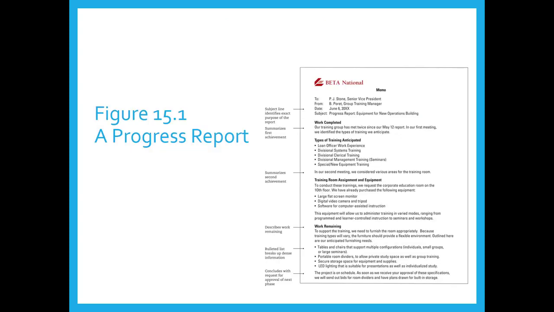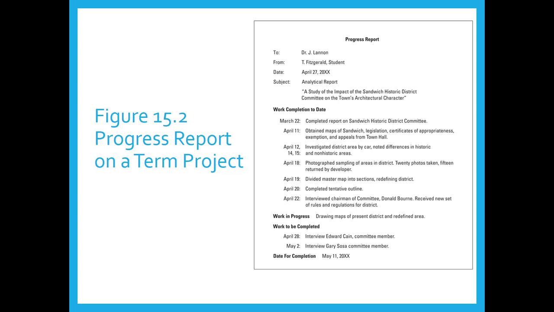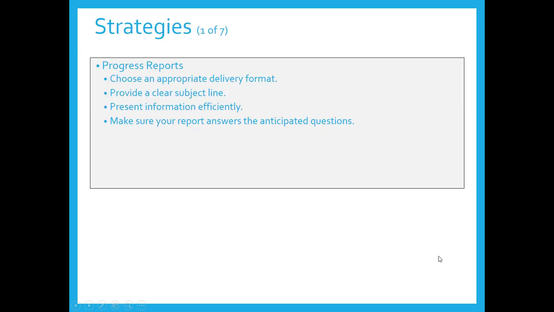So there's a project report right there. As you can see, there's the work completed, the types of training that are anticipated, the training room, assignment and equipment, and the work remaining. So here's what we've done, here's what we need, here's where we need to go, and here's what we have to do. There's another one, a term project. This one has work completion. This is date oriented. And you can see the work that's been done and the work that's been completed. And there's the date for completion.